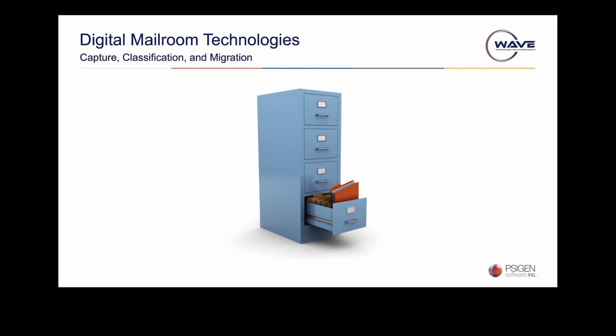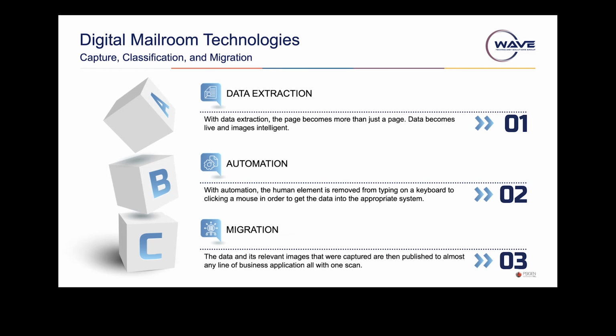Now, when we're looking at advanced capture, there's really 3 important things to look at in your mailroom, whether remote and virtual office automation. The first thing is the ability to extract the data off of a page. With data extraction, the page becomes more than just a page. We now make that data live, and then the image becomes intelligent. And we can extract information from anywhere on a page, and we can do that automatically. So with automation, we then attempt to remove the human element when it comes to typing on our keyboards, clicking on a mouse, in order to get the data into the appropriate system.